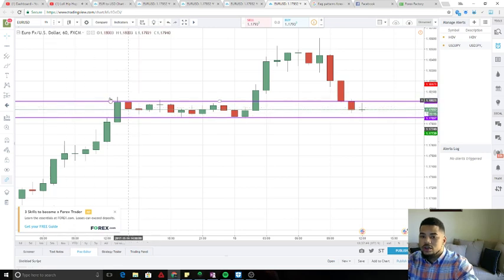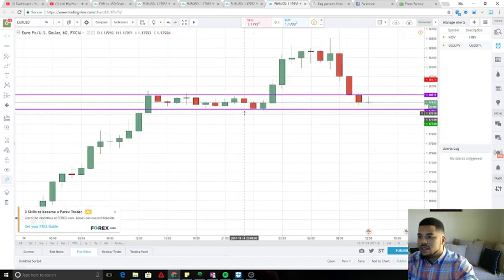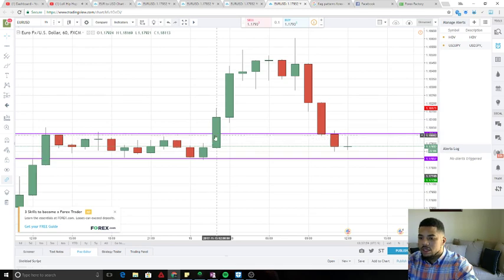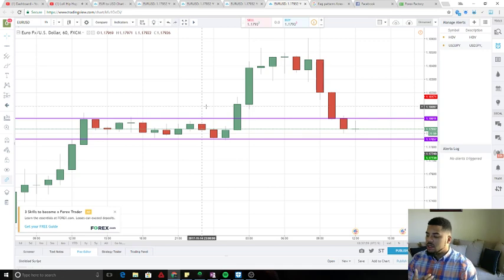Or what you could do is wait for a confirmation of a break. So this was the resistance. You wanted to break the resistance. That could be your confirmation for a continuation trade. And just make sure you put your stop loss a little bit below here. So that's it. Today we talked about breakouts, we talked about continuations, we also talked about pullbacks.